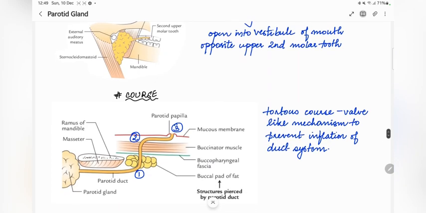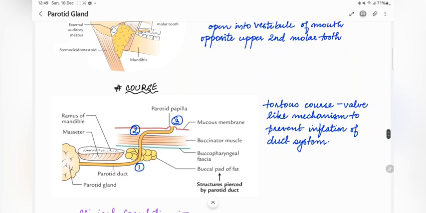Talking about the course of the parotid duct, the course is as follows. After it emerges from the gland, it runs forwards over the masseter. We can see the masseter here. It runs over the masseter between the upper and the lower buccal branches of the facial nerve, and at the anterior end of the masseter, it takes a 90-degree bend. This is the first bend we can see here, the 90-degree first bend, and it pierces the buccal pad of fat. Okay, then it pierces the buccopharyngeal fascia and then the buccinator muscle.